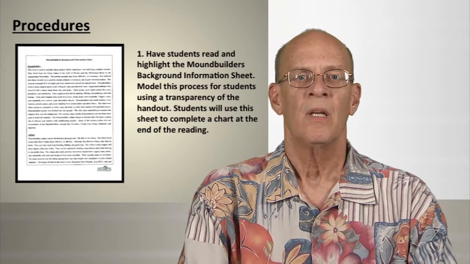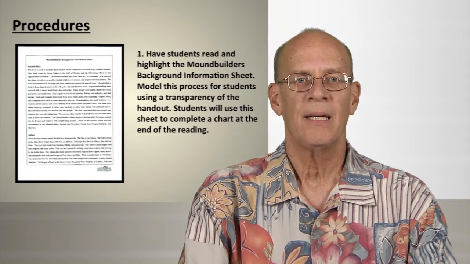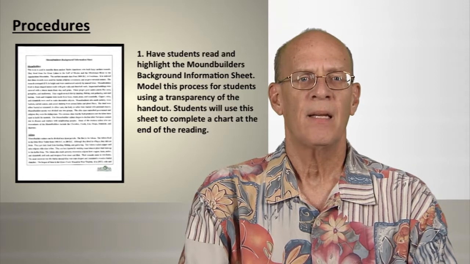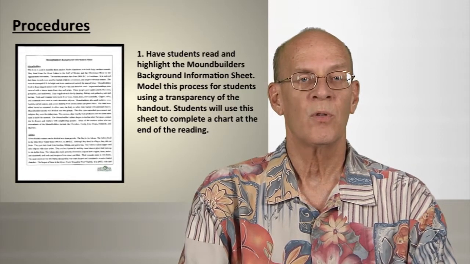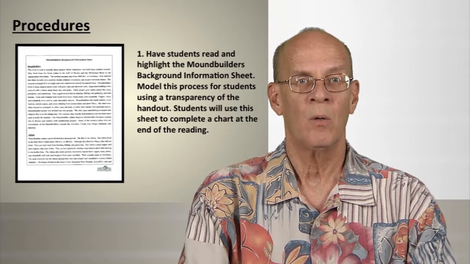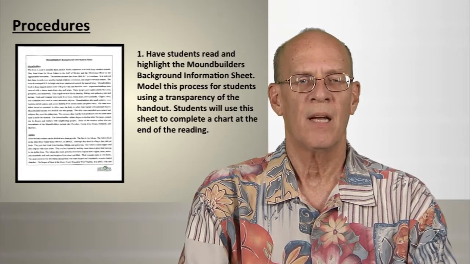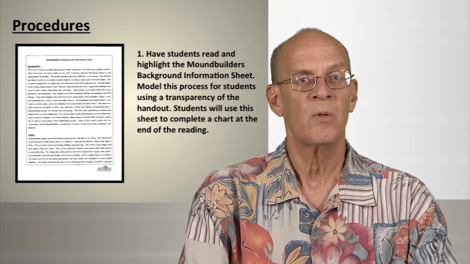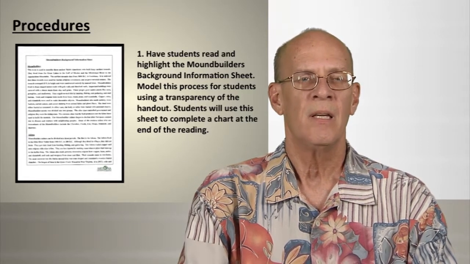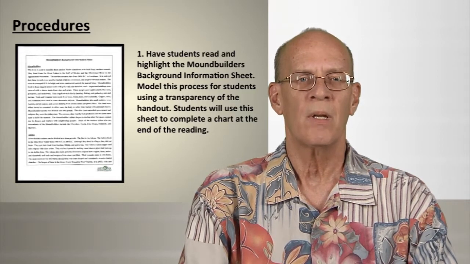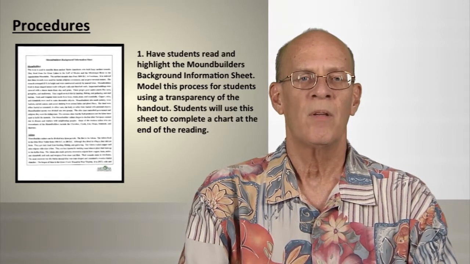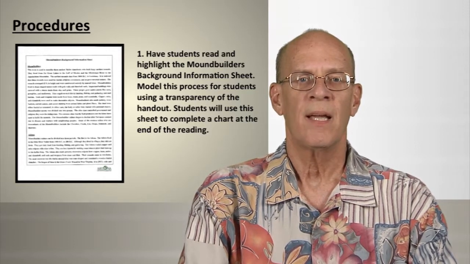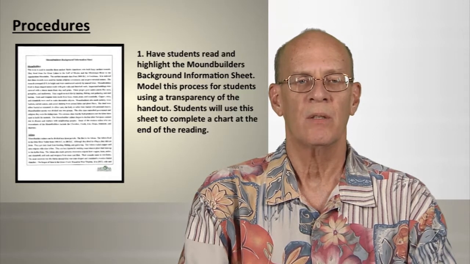In the first session, you want to have students read and highlight the Moundbuilder information sheet. It's really a good idea that you model how this is done before you turn them loose to do it on their own, because you're not going to be reading all of this together out loud. That's why I had you have a transparency of at least the first page of the handout, so that they'll see what is important information to be highlighted and what is information that can be left alone. Once they have finished this reading, they're going to be doing a chart.